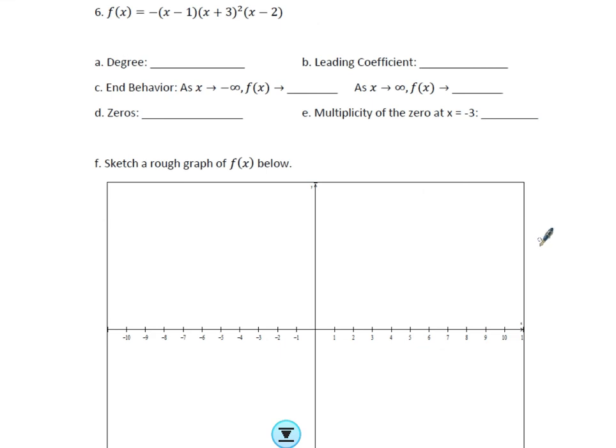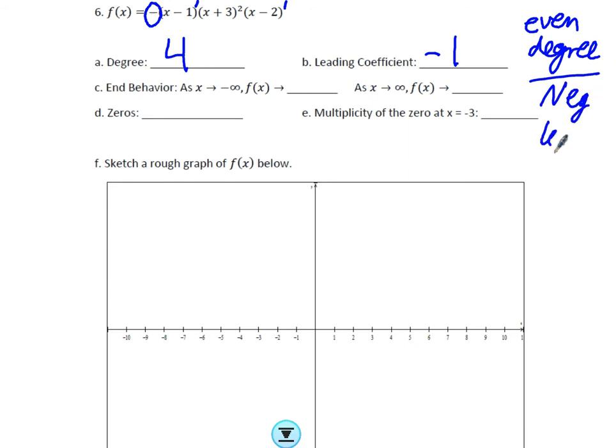So in example 6, we've got negative x minus 1 times x plus 3 squared times x minus 2. First thing I'll do is find the degree and the leading coefficient. So the exponent here is 1, here's 1. 1 plus 2 plus 1 is a degree of 4. And then the leading coefficient, there's no number here, but it's a negative. There's no number, it's a 1, but that negative means that it's a -1. So what this tells me is that I have an even degree and a negative leading coefficient.